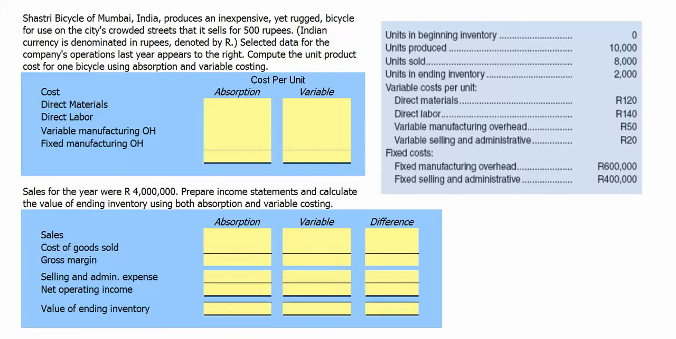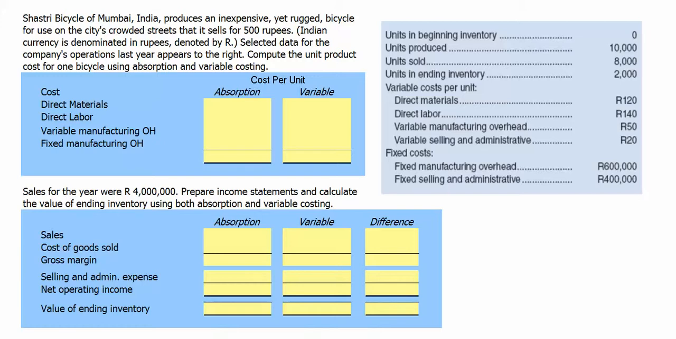Shastri Bicycles of Mumbai, India produces an inexpensive yet rugged bicycle for use on its city's crowded streets that sells for 500 rupees. The Indian currency is denominated in rupees and denoted by a capital R. Selected data for the company's operations last year appears to the right. Compute the unit product cost for one bicycle using absorption and variable costing.